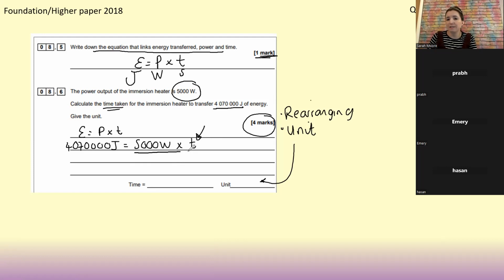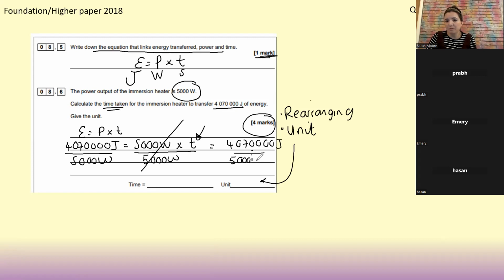So I'm going to divide this side by 5,000 watts, and that will eliminate it from this side of the equation, leaving time on its own. But whatever I do to the right side of the equation, I need to do to the left. And so we end up with energy divided by power is equal to time. I'm just going to write this out a little neater on this side so I can show the examiner that I really know what I am doing.